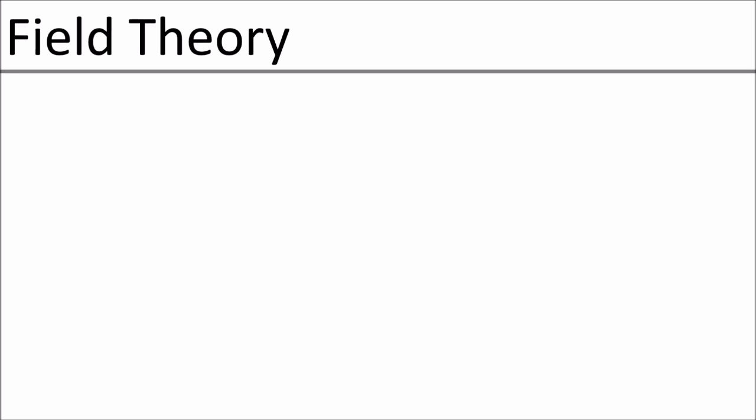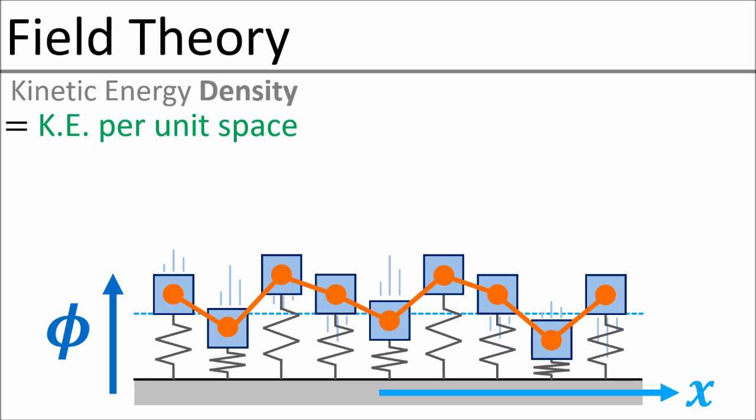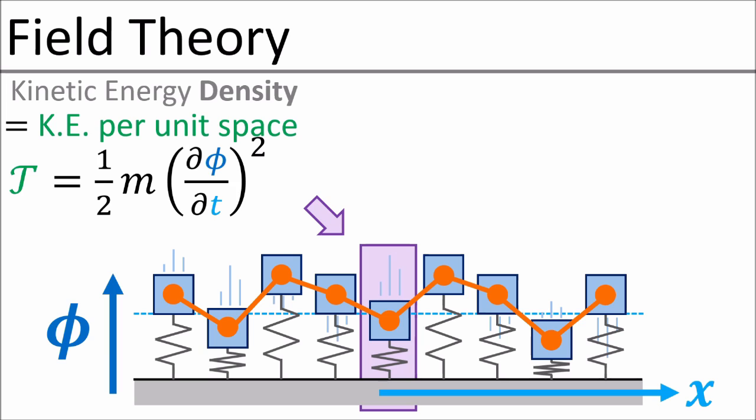Since x is a continuous variable, we have to imagine these oscillators are infinitely close together. It becomes less useful to talk about the total kinetic energy of an entire field. Instead, we talk about kinetic energy density. The kinetic energy density is just the amount of kinetic energy of masses in 1 unit of space. We can use the standard kinetic energy formula 1/2 mv squared. But here, the velocity is the time derivative of the field amplitude. So this is a function that measures how fast a mass is shaking at a given x location.